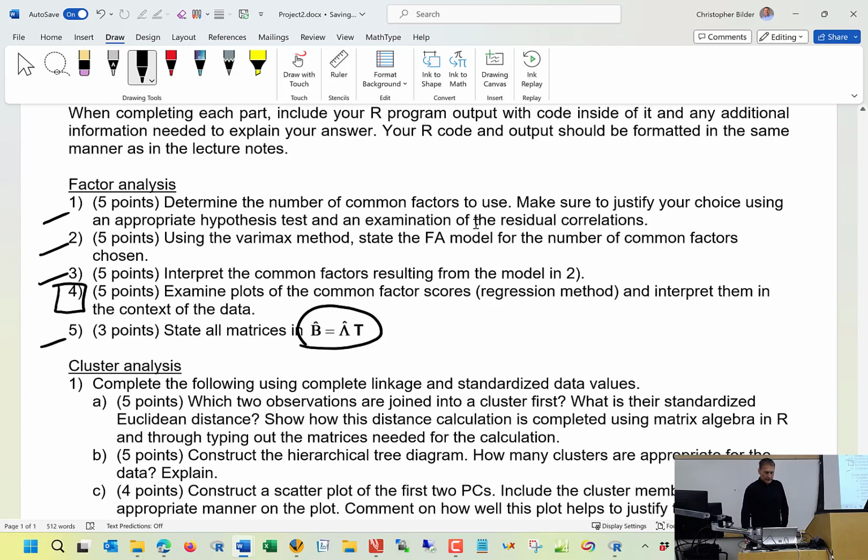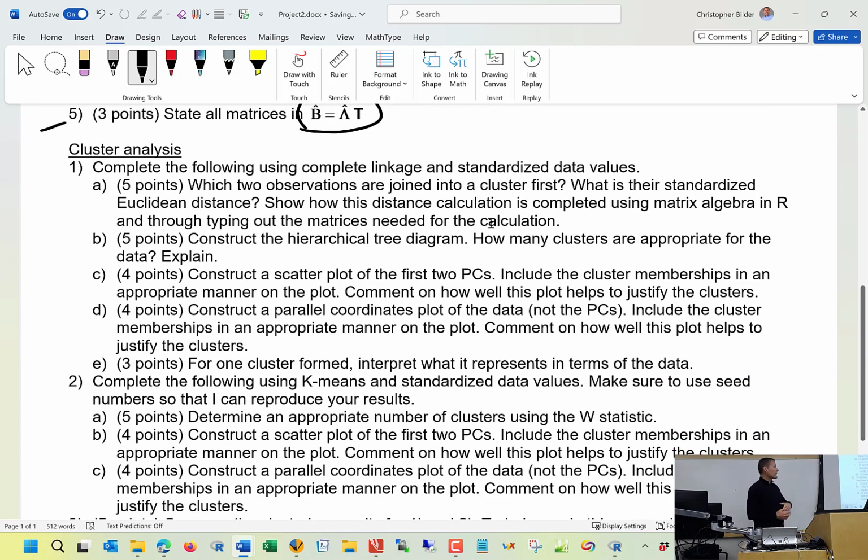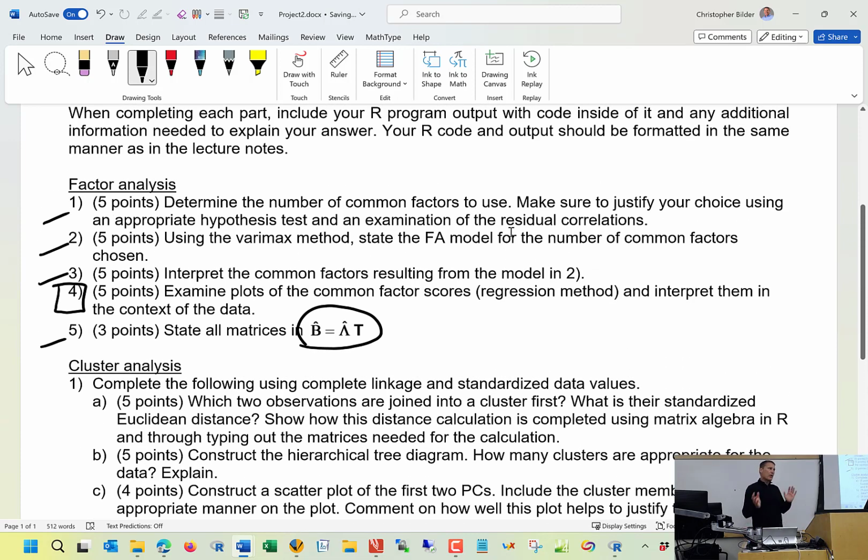Once we get to the cluster analysis section, we'll talk about that as well. But I strongly recommend, you don't necessarily need to get the factor analysis part done for your project before the test, but it might be good to start playing around with your data, see if you can estimate these factor analysis models with your data, just to make sure that you can do those parts. And if you have problems, let me know, and I'll be happy to sit down with you and talk about it. Okay?